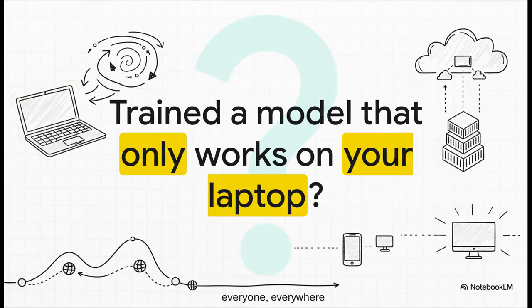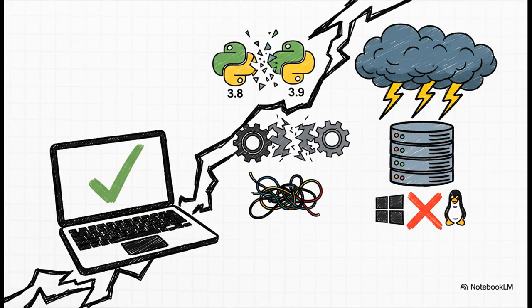Picture this. You've spent weeks, maybe even months, training this brilliant machine learning model. It works perfectly. But now comes the hard part. How do you actually get it out into the world so it works for everyone, everywhere, every single time? If you've ever tried to deploy a model, you've probably slammed right into this wall of just frustrating errors. It's that classic, well, it works on my machine problem.